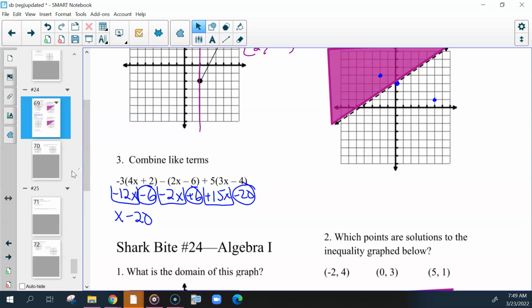And then number 3, we needed to combine like terms. So after you distributed, there were a bunch of x's and a bunch of constants, and when you combine them all, you got x minus 20. Questions on those 3?